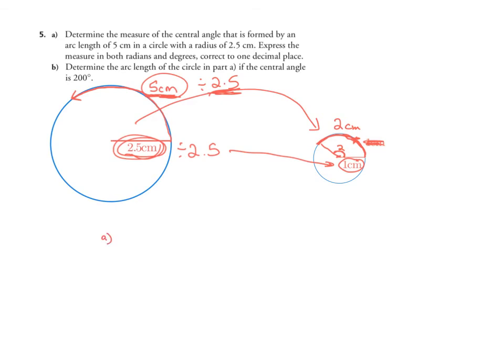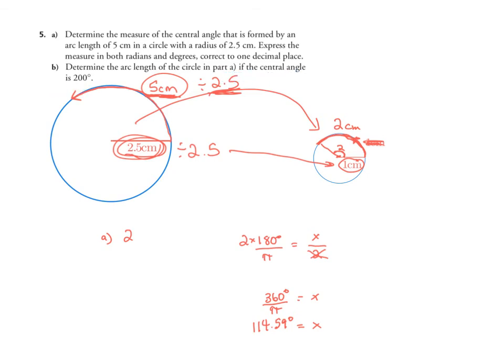So part A, the answer is 2 in radians, or let's find what that is in degrees. So we're going to say 180 degrees divided by pi is equal to x degrees divided by the number of radians. This 2 can come up here, and so x is just equal to 360 degrees divided by pi. Let's put that into our calculator. And like we said before, x is approximately 114.59 degrees.